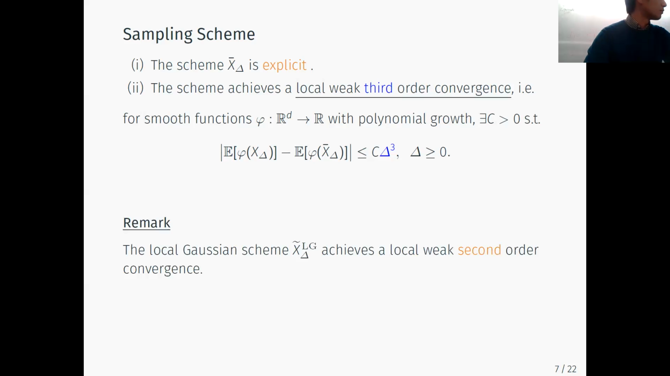And I would like to remark that in the case of a local Gaussian scheme, it achieves the local weak second order convergence. So in that sense, if we consider a quite small quantity of delta, then our sampling scheme is much more accurate in the sense of the distribution. So this is the first property for the sampling scheme.